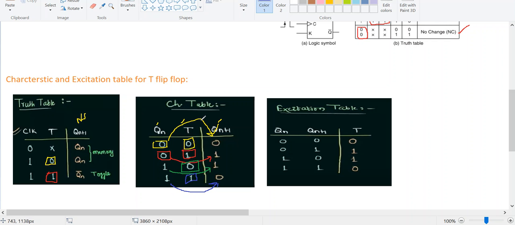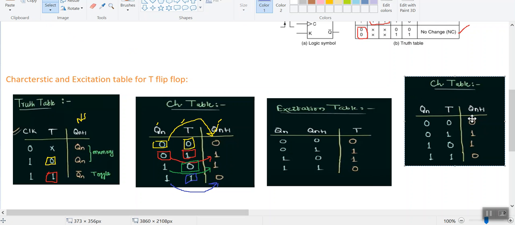Okay, now from this characteristic table, we need to define the excitation table. In order to have the excitation table, I would like to consider one more characteristic table for easy understanding. I have taken one more characteristic table for simplicity and for understanding also. Now, I need to have my excitation table from the characteristic table. So, in the excitation table, simply I need to have my inputs as Qn and Qn plus 1.